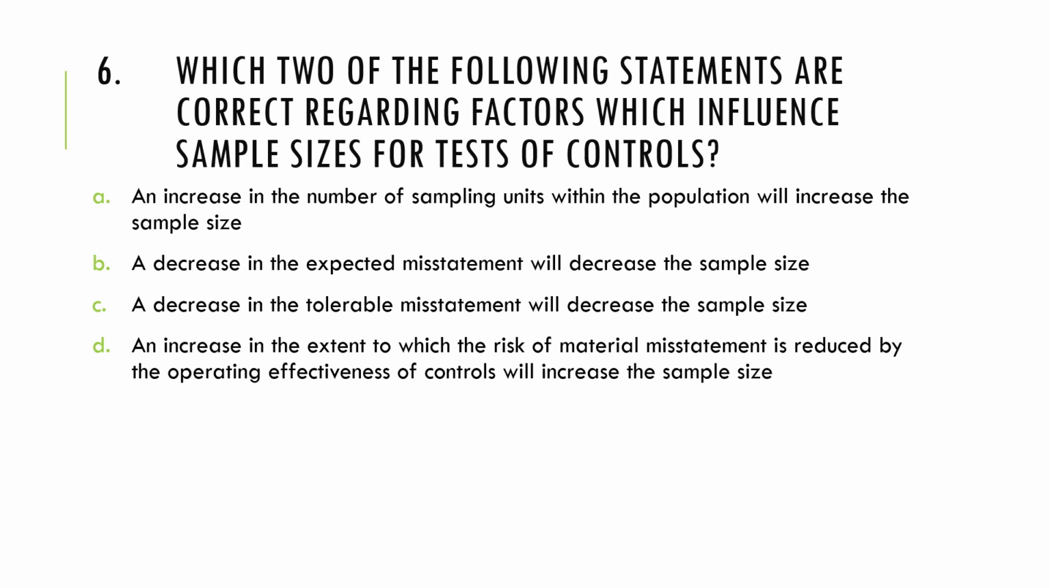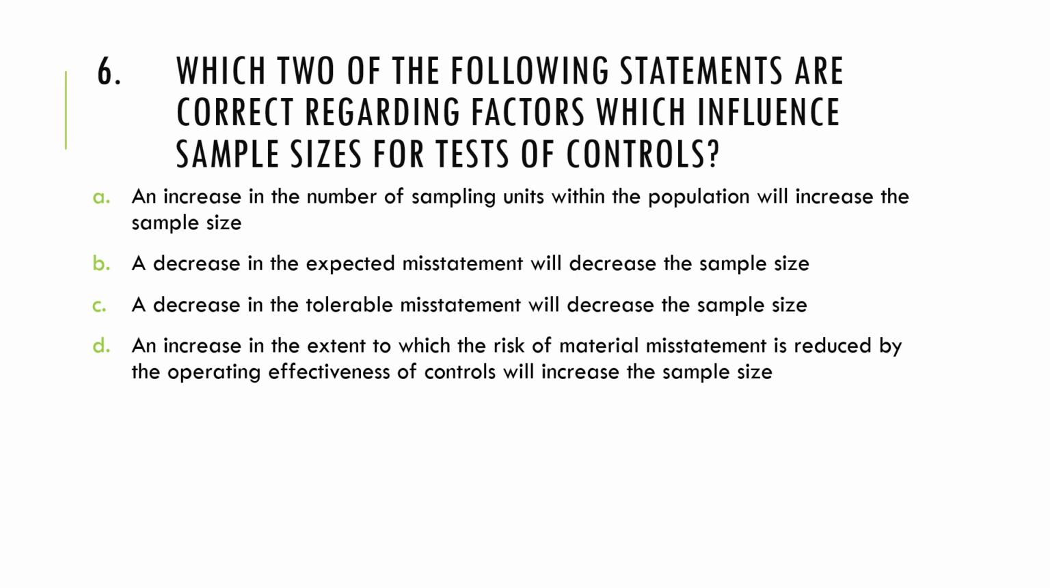Which two of the following statements are correct regarding factors which influence sample size for tests of controls? So we're looking for the correct statements. Two correct statements. Letter A, an increase in the number of sampling units within the population will increase the sample size. Letter B, a decrease in the expected misstatement will decrease the sample size.